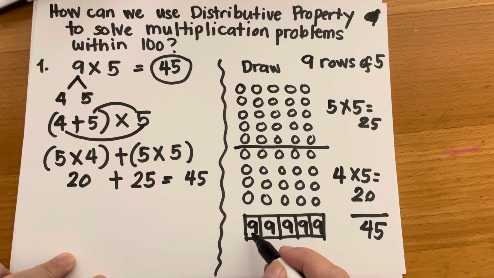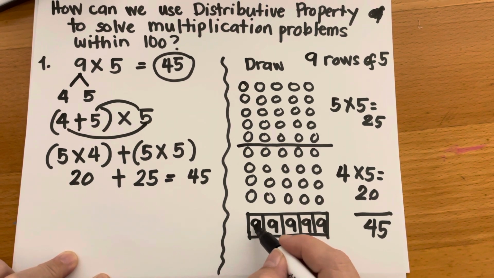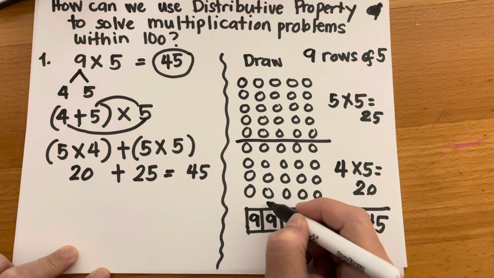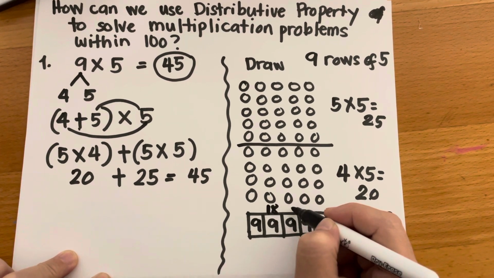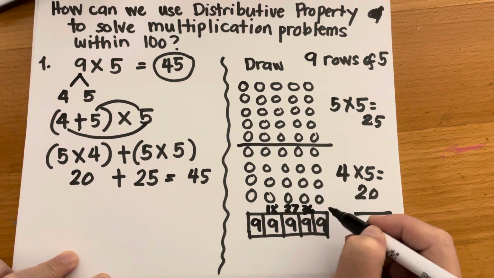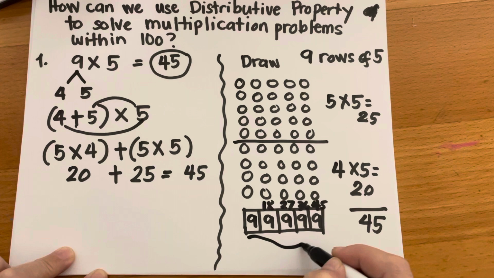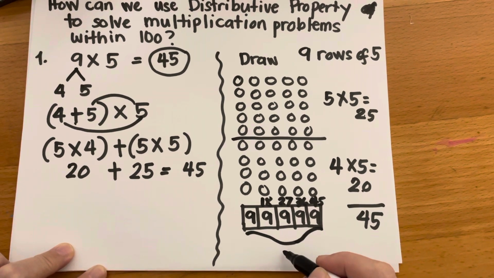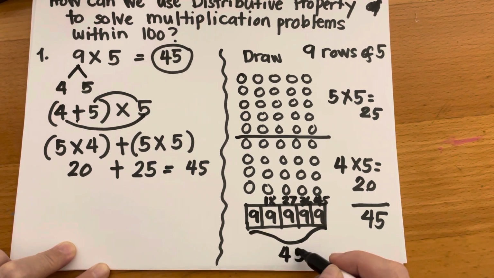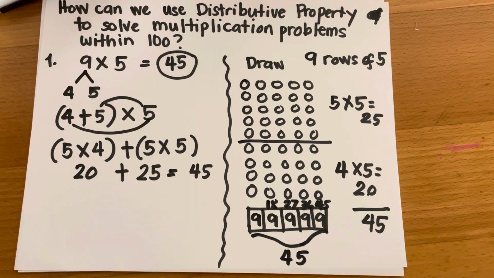So you are going to skip count 9s, right? So 9 plus 9, 18. Plus 9, 27. Plus 9, 36. Plus 9, 45. So 5 nines is equal to 45. Now, do you have any questions?